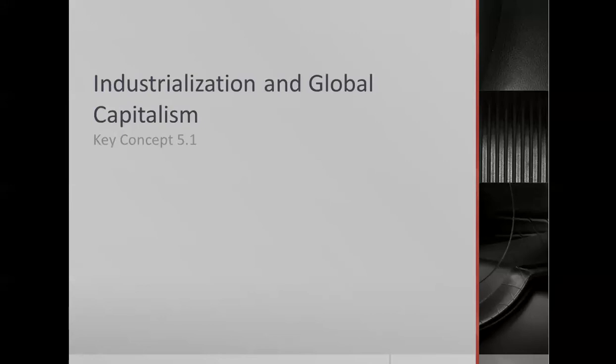All right, guys. We are starting Key Concept 5.1, which is industrialization and global capitalism. I think y'all are going to be happy with yourselves as we move into Units 5 and 6 because it's the more modern era. It's stuff that you already have heard about at some point or another, and so I think you're going to be a little bit more comfortable with this information, so I'm excited to get started.